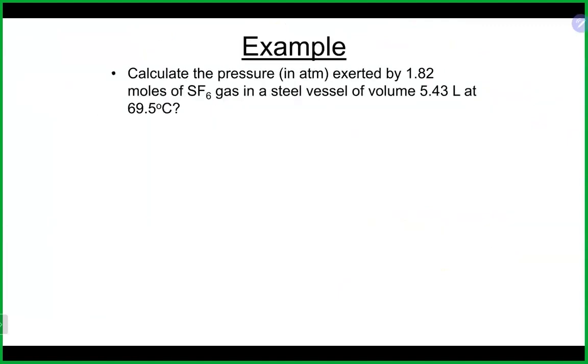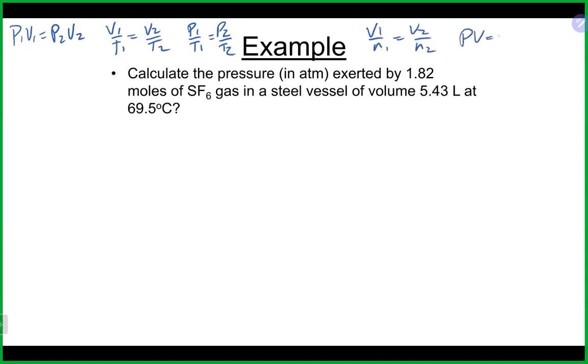Calculate the pressure in atmospheres exerted by 1.82 moles of SF6 gas in a steel container that has a volume of 5.43 liters and 69.5 degrees Celsius. These are formulas that we learned. We got Boyle's, we got Charles, we got Gay-Lussac, got our friend Avogadro, and then we have our ideal gas law.